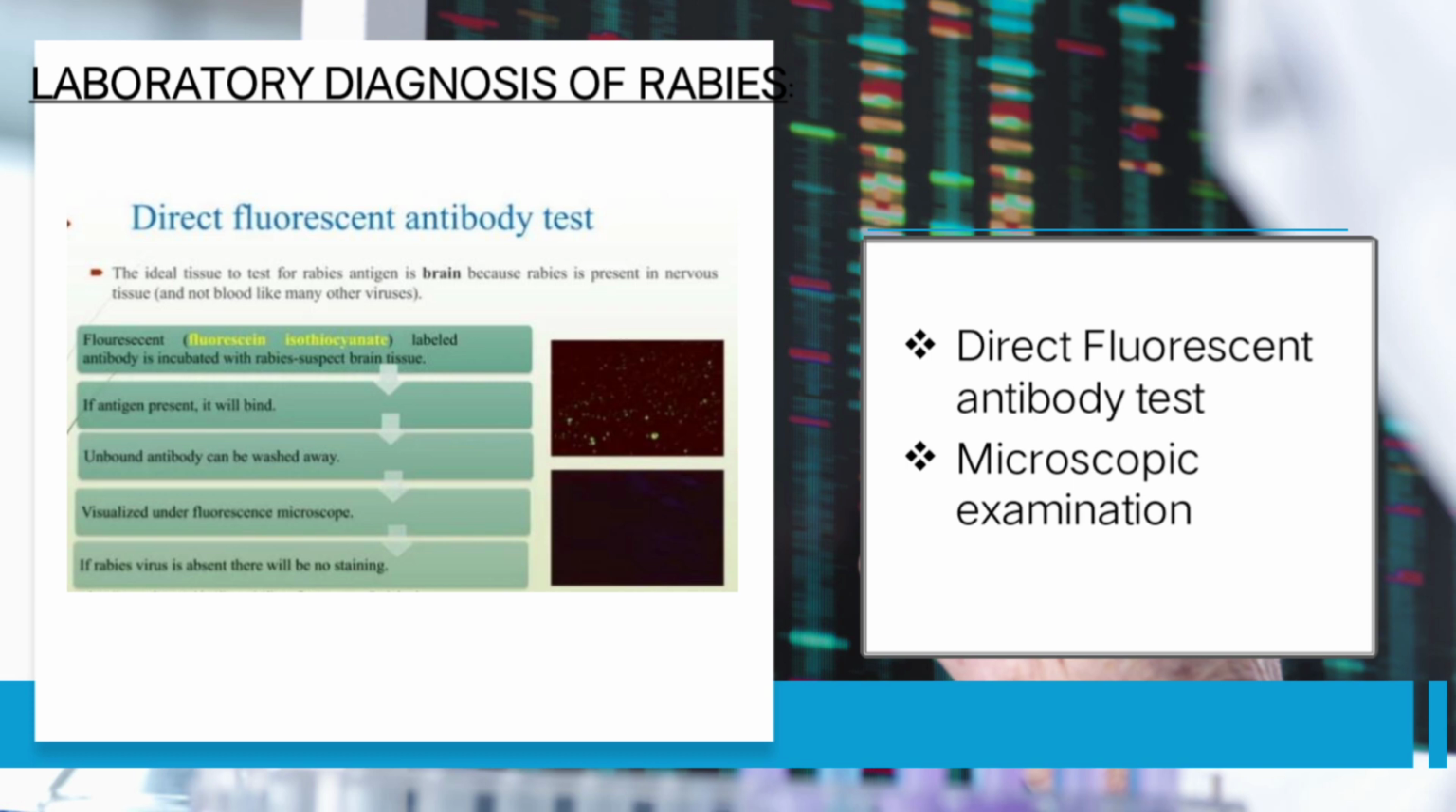Next, talking about the microscopic examination. First, the sample of the suspected individual is taken and examined under the microscope. When Negri bodies, which are small rounded bodies, are seen, it confirms the presence of rabies antigen in the body. This is the microscopic examination of rabies.